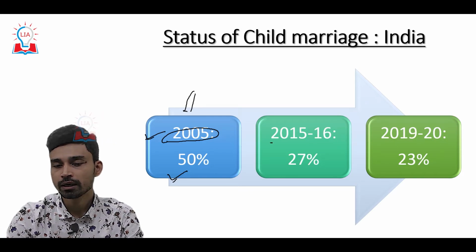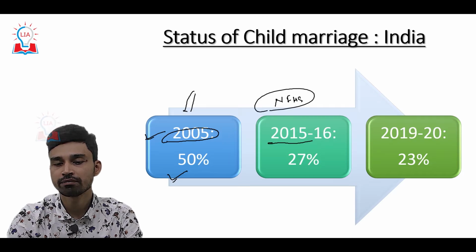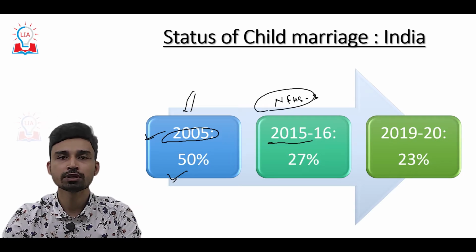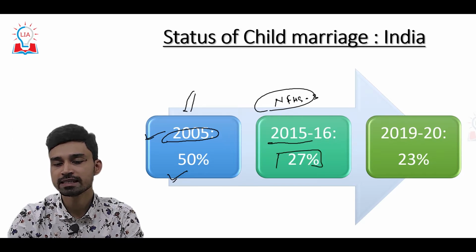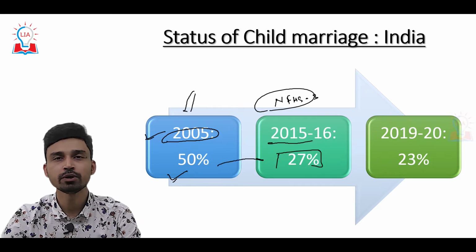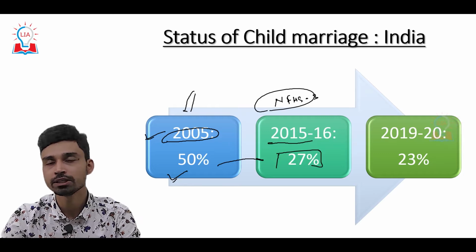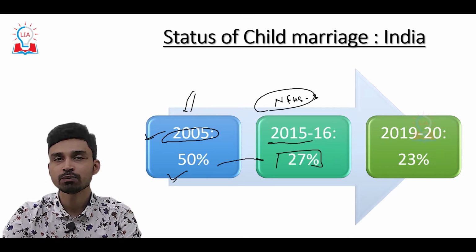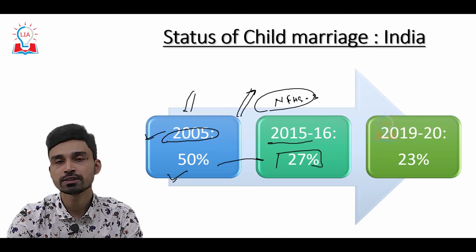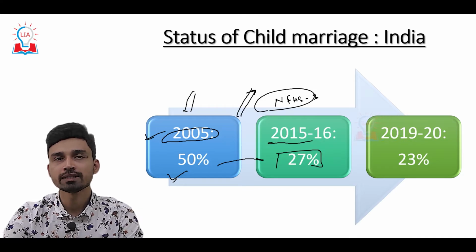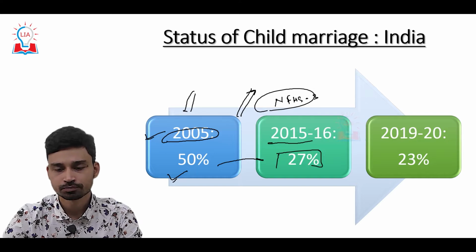Then under the National Family Health Survey, NFHS third, it was found that this percentage had decreased from 50% in the year 2005 to around 27% in the year 2015-16. That was a significant decline that can be largely attributed to the success of the Prohibition of Child Marriage Act that was passed in the year 2006.